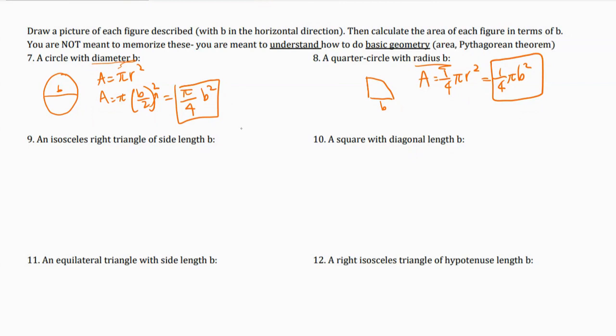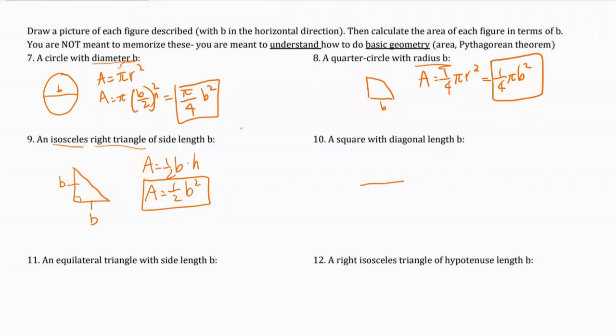Okay, an isosceles right triangle. So isosceles means two sides are the same, and a right triangle, it's like this. So it's isosceles, which means these two sides have to be the same, and both of those sides are B. So we have an isosceles right triangle with a side length B. The area of a triangle is 1/2 base times height, but my height is also B, so it's 1/2 B squared. Easy enough.